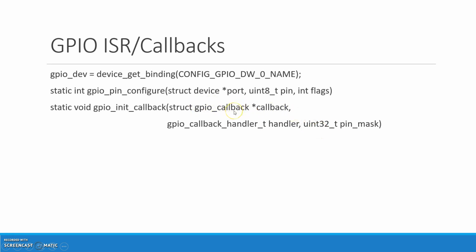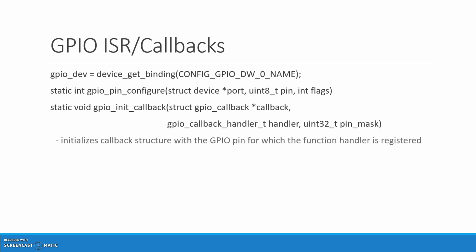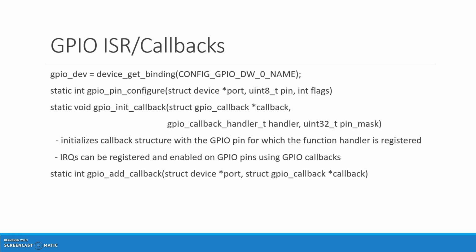GPIO callback is a structure that gets initialized with this information, that is the handler, and it also gets initialized with the pin information, on which pin it should be listening for which interrupt. All that information is passed in here. Once it initializes the GPIO pin with the required callback, we add it. Add means this GPIO callback is created, and now it should be associated with a device. So the GPIO device is bound with the callback.